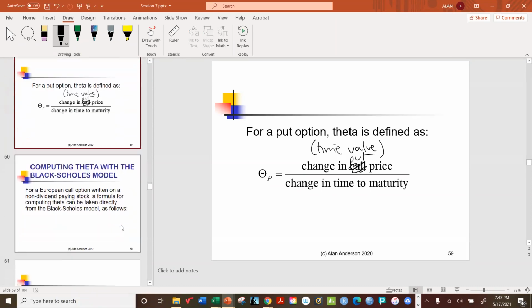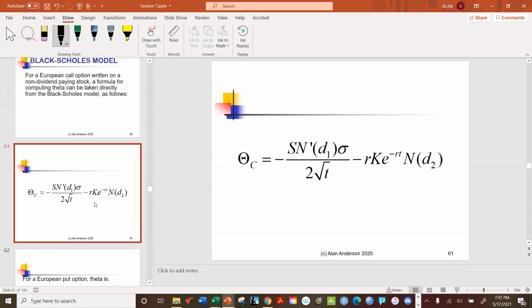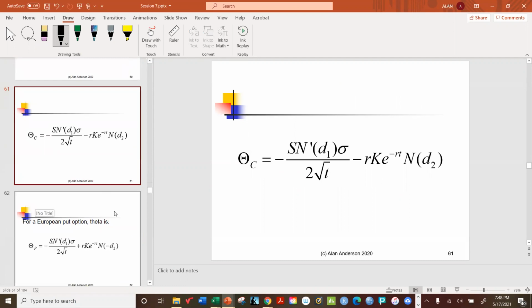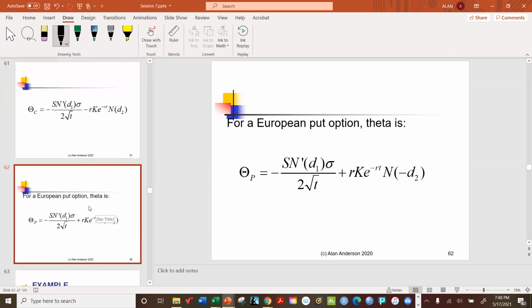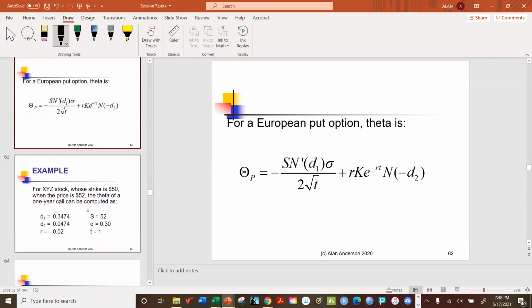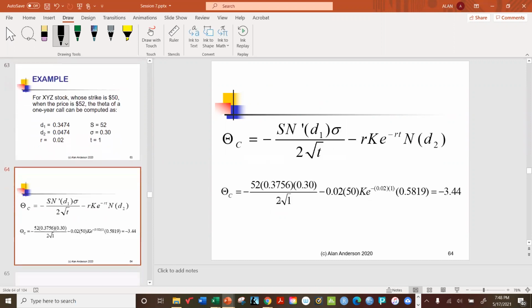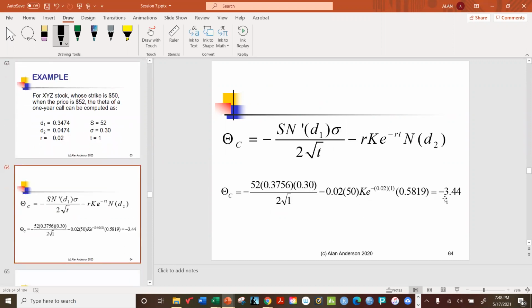Now, the formula for doing this is really messy. We're not going to spend too much time looking at it, but you get the idea. That's the formula for the call theta. And I did put that in the spreadsheet for you. And this is for the put theta. We're not going to spend too much time with this. But by doing an example in the spreadsheet, you can see here that the theta for the call is negative 3.44. So the question is, what does that actually mean?